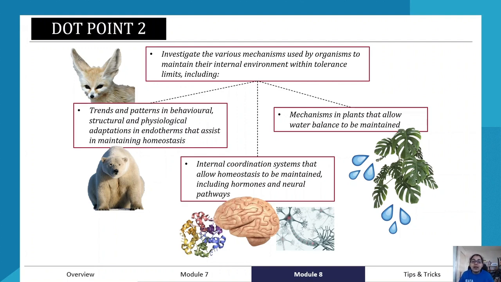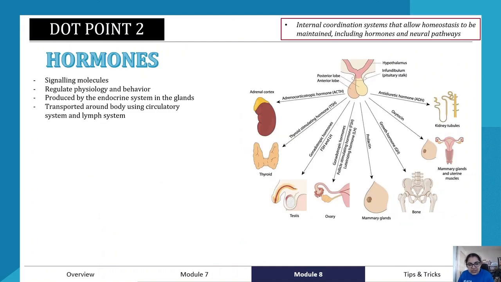And then finally, mechanisms in plants that allow water balance to be maintained. This is where we're looking at the transpiration, cohesion, adhesion theory. So definitely check that out as well. Revise that. You've gone through it in year 11. But if you have any questions regarding them, please feel free to ask.